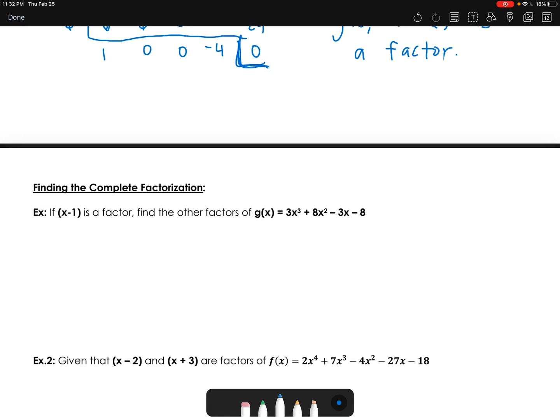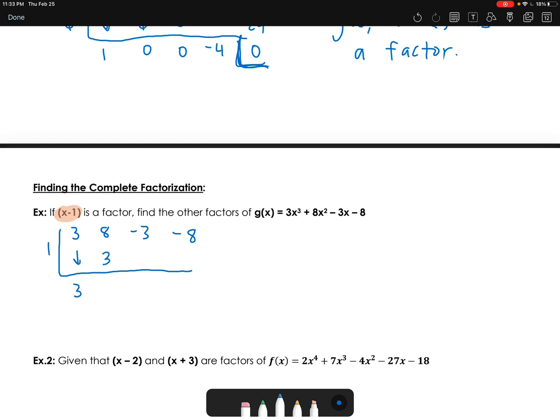So now that we know how to find a factor, now they're going to tell us this is a factor. X minus 1 is a factor. Find the other factors. So when we do our synthetic division here, we will end up with a remainder of 0, which is nice to know to start off with. And so I'm going to set up my synthetic division, 3, 8, -3, -8. And work my way down.